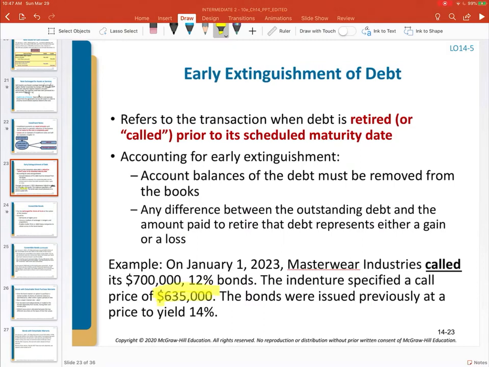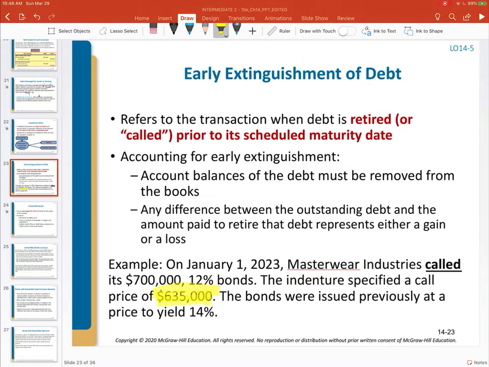What we're adding on to that is now we have this call price. It says that if Masterwear Industries decides that we want to call our bonds, if we want to retire them early, and we do so on January 1st, 2023, we've agreed to pay a price of $635,000. So we're not going to pay the full face amount like we would if we waited 10 years when the bonds actually mature.